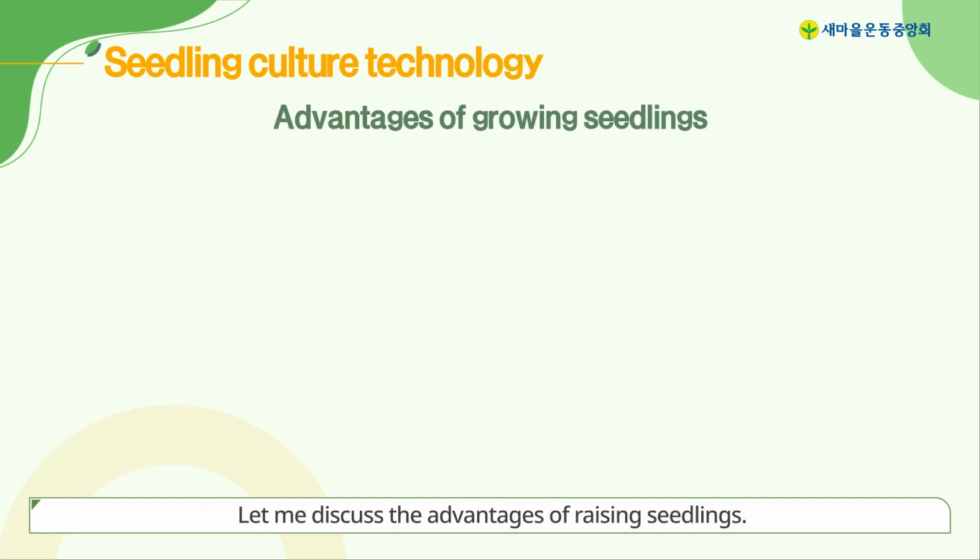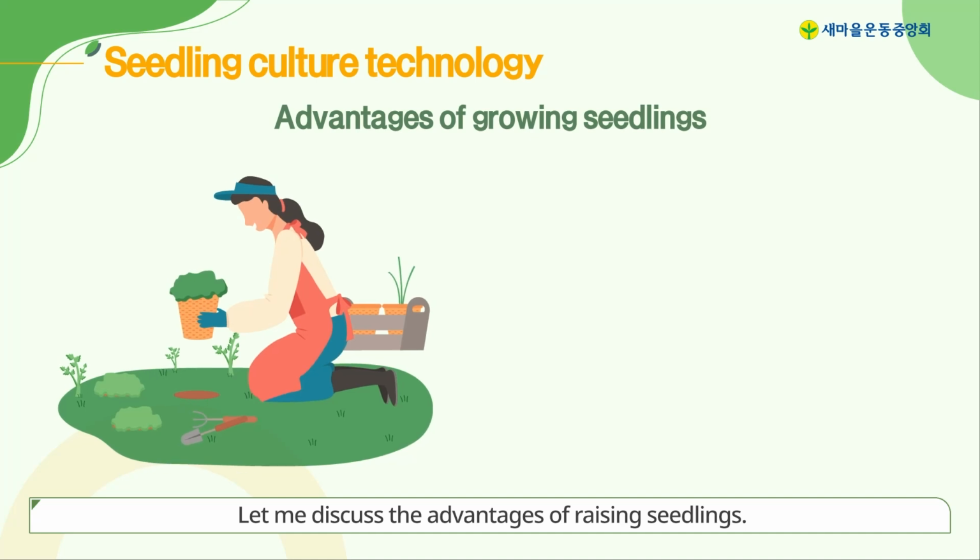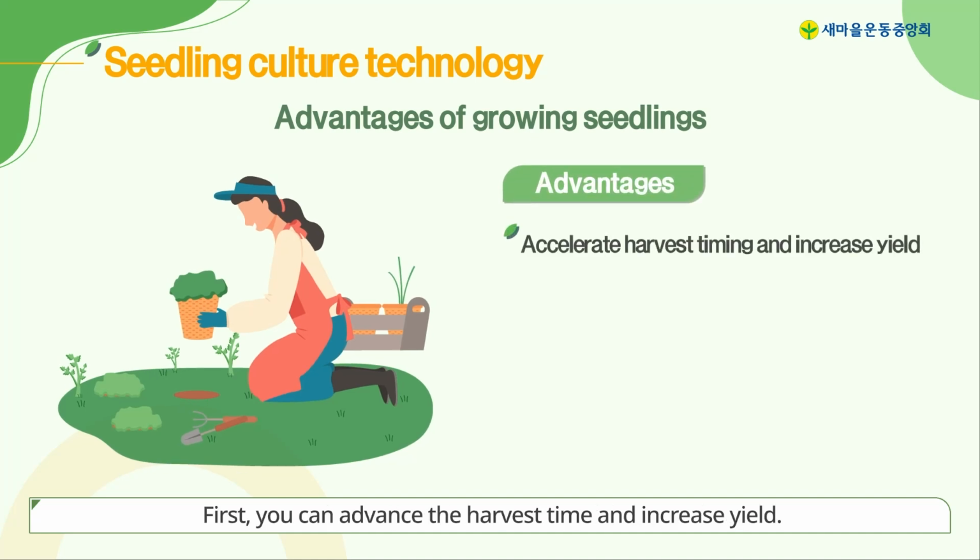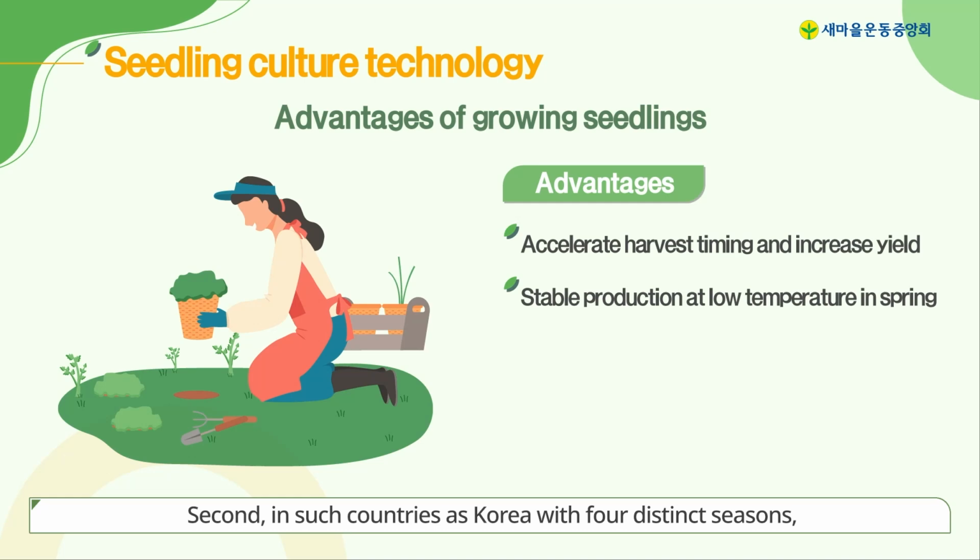Let me discuss the advantages of raising seedlings. First, you can advance the harvest time and increase yield. Second, in such countries as Korea with 4 distinct seasons, it is possible to ensure stable production of crops like radish and Napa cabbage by preventing their flower stalks from growing in low temperatures in spring.